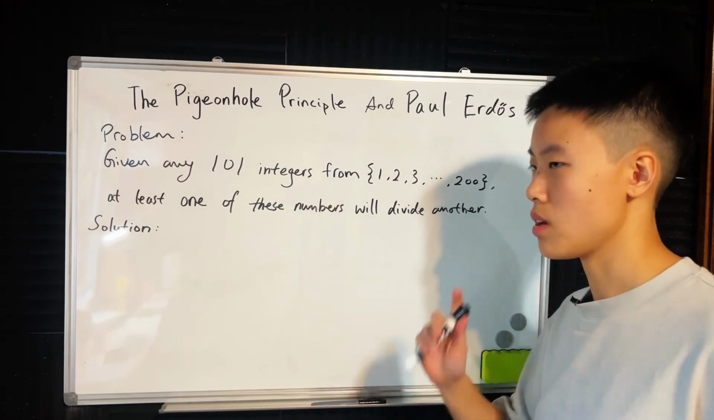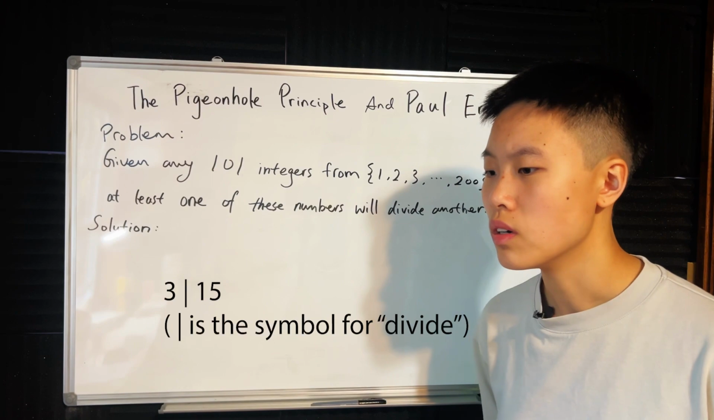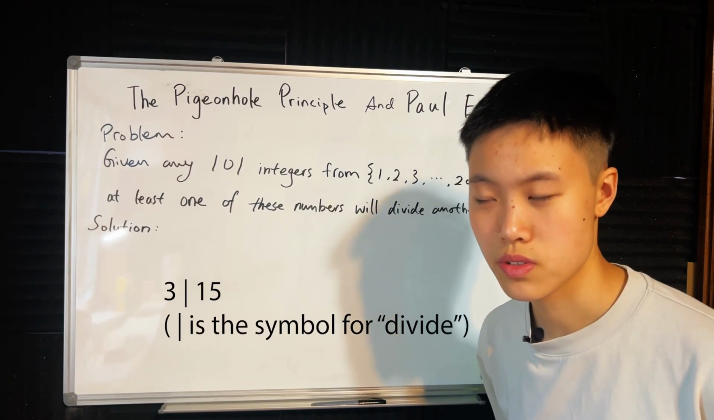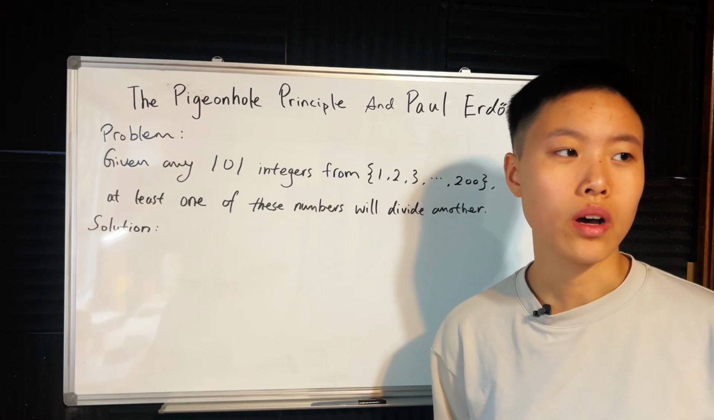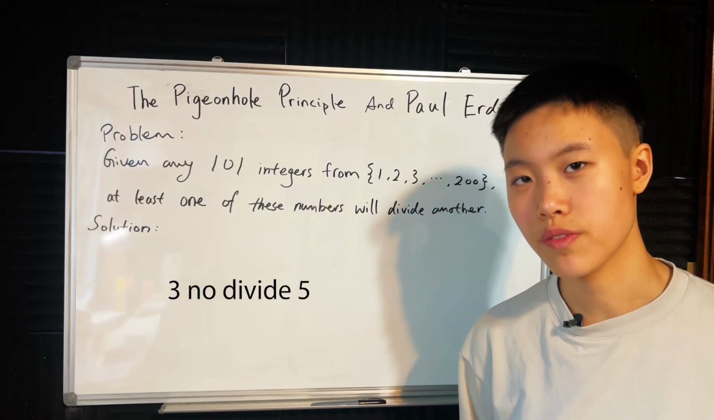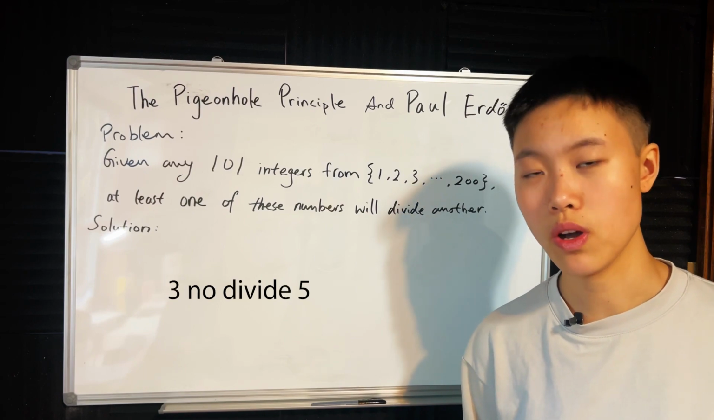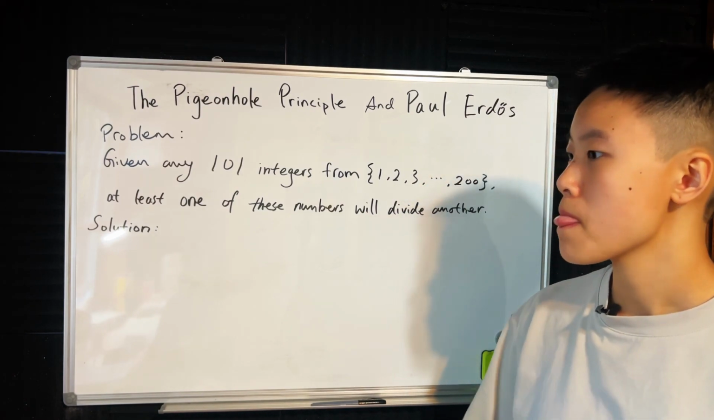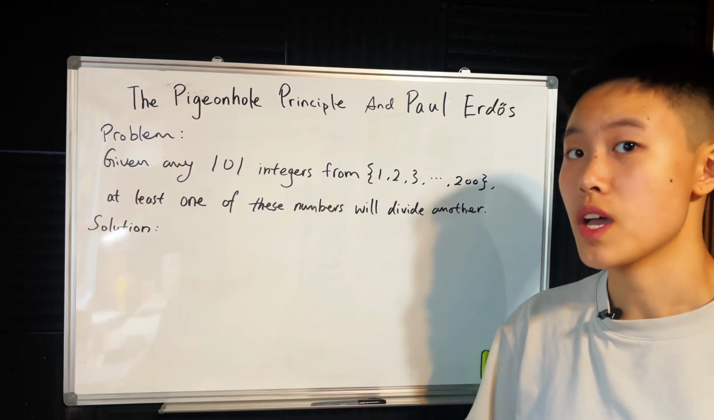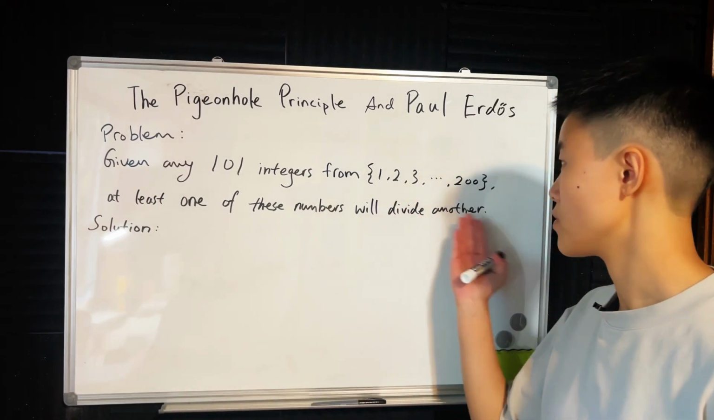And by dividing each other, it means that, for example, 3 divides 15 because 15 over 3 is 5 and it's an integer. And 3 doesn't divide 5 because 5 over 3 is not an integer. So that's basically what it means. When one divides another, the result has to be an integer.